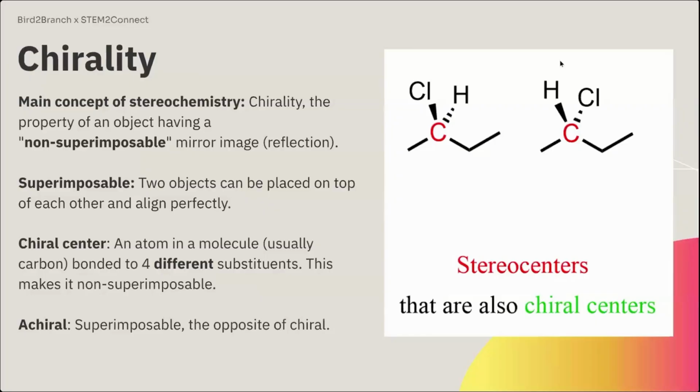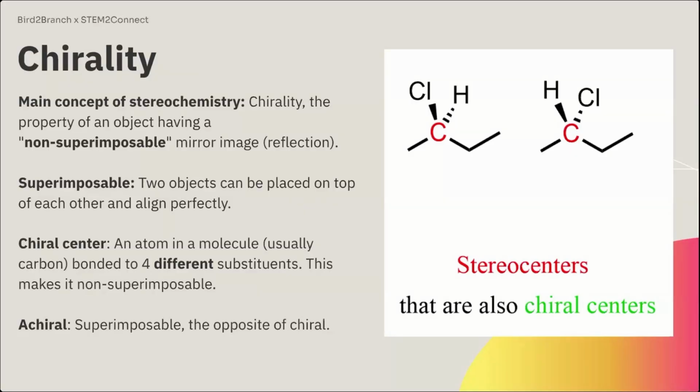So with that essential concept in mind, let's talk about chirality, which is the main concept of stereochemistry. Essentially, chirality is the property of an object or a molecule to have a non-superimposable mirror image. So that was just a lot. If you don't know what non-superimposable means, let's first look at what superimposable means. Superimposable means that two objects can be placed on top of each other and align perfectly. So if you have a water bottle and another identical water bottle and you line them up and take a photo, it literally looks like there's just one water bottle.